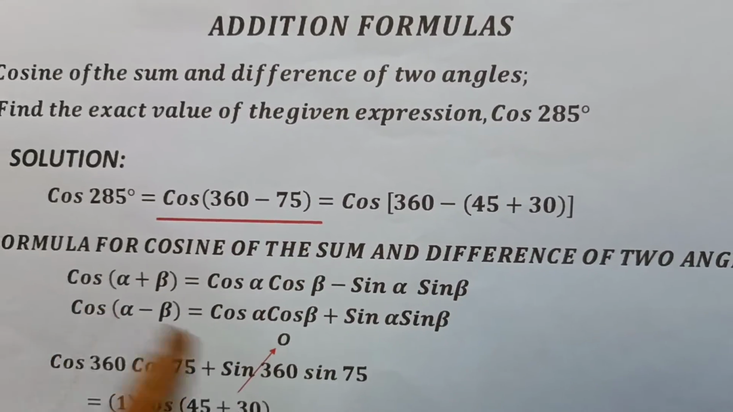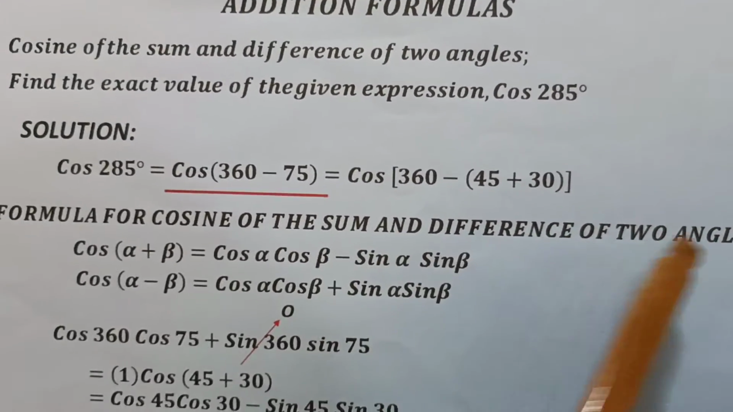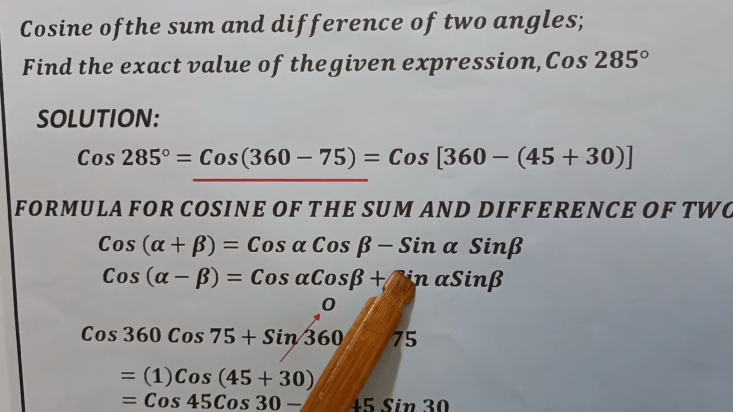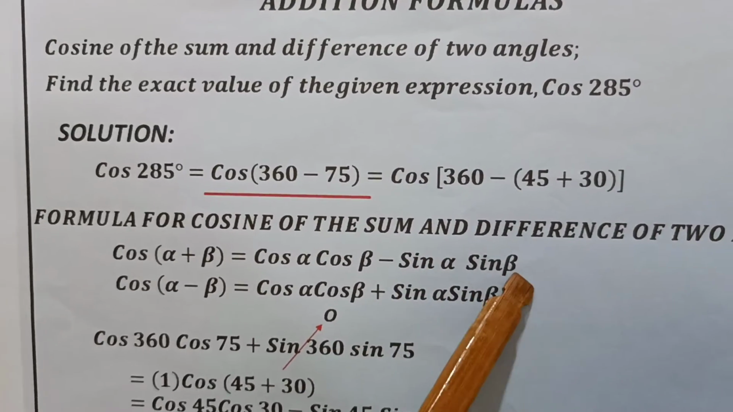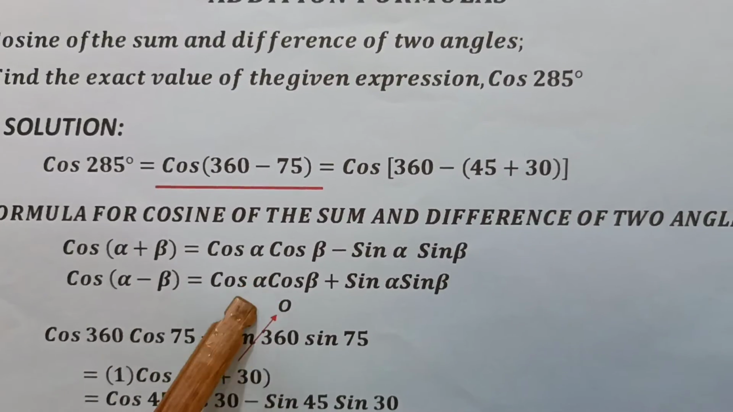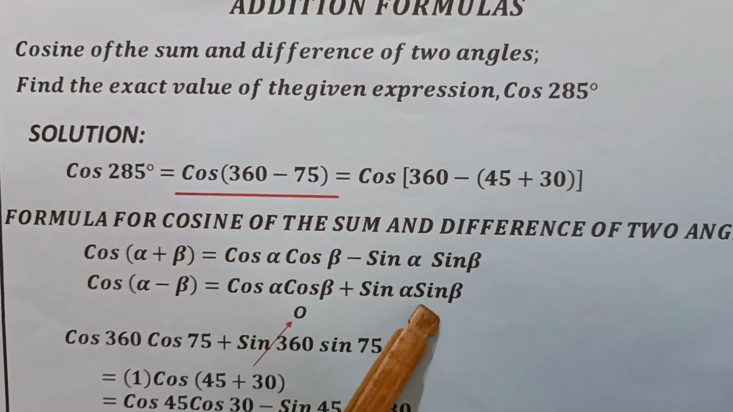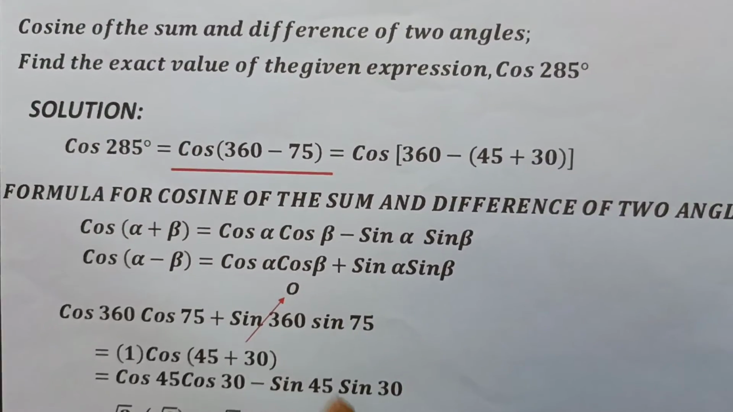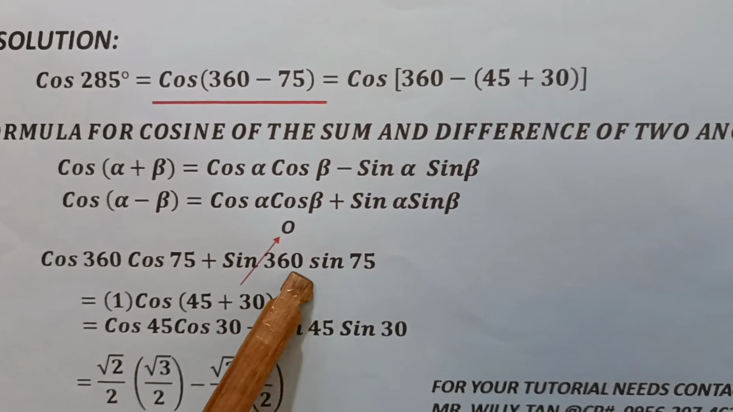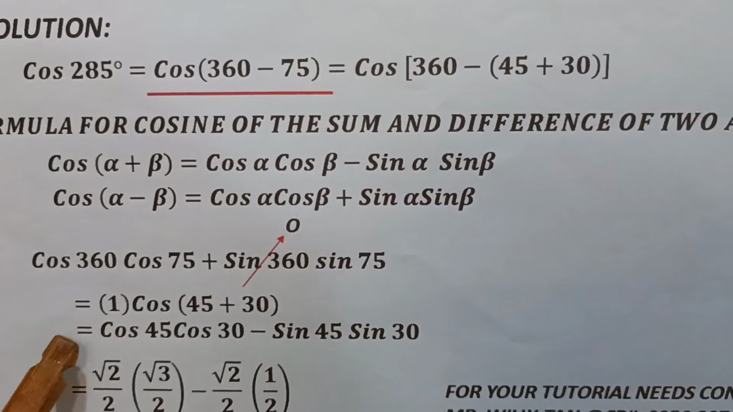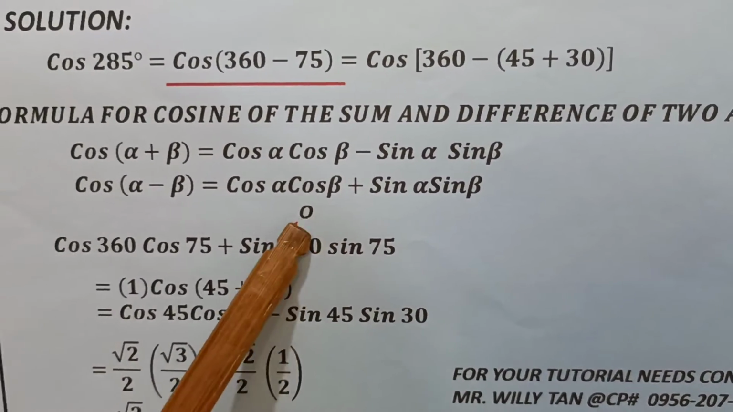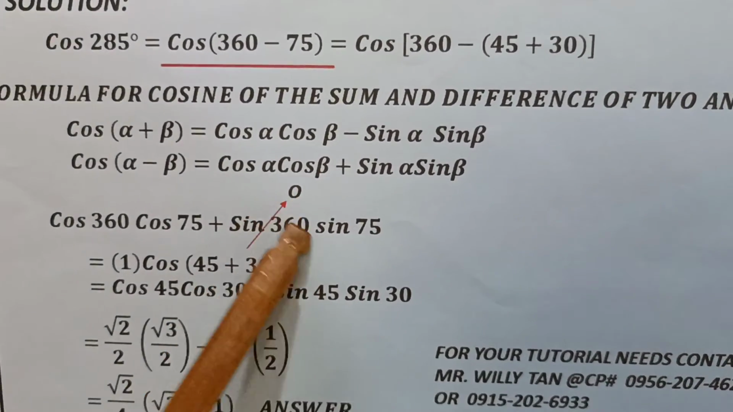We're going to state again the two formulas for the sum and difference of two angles. Cosine alpha plus beta is equal to cosine alpha cosine beta minus sine alpha sine beta. And the difference, cosine alpha minus beta, is equal to cosine alpha cosine beta plus sine alpha sine beta. Since this is our problem, we break down 75 here. First we get the values of the sine and cosine of 360. Since this is a quadrantal angle, sine 360 is equal to 0.